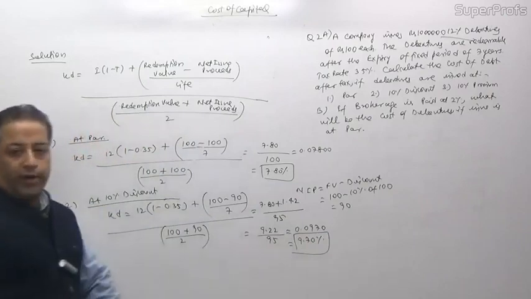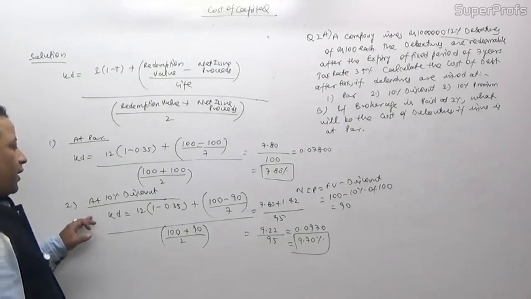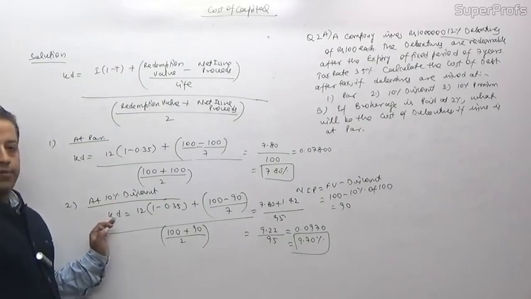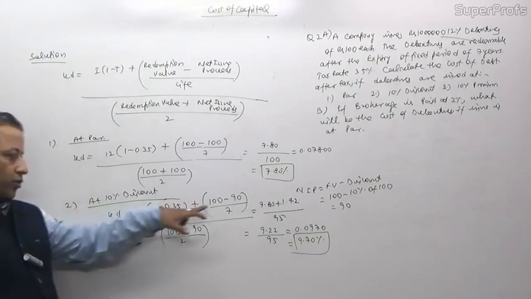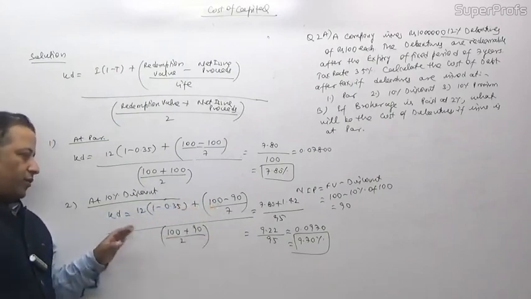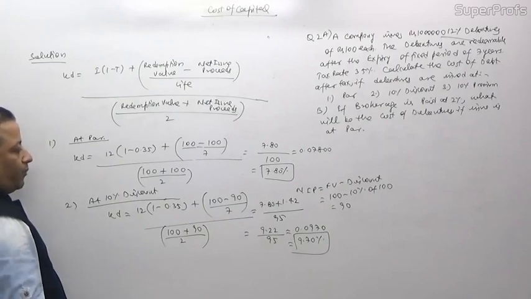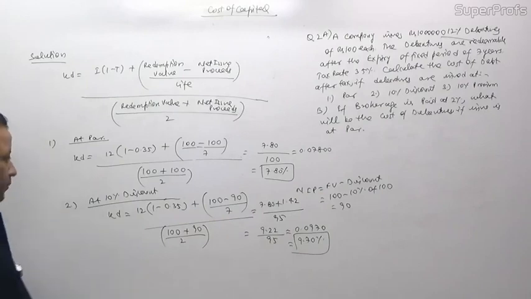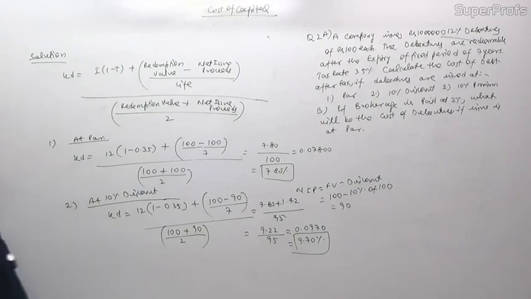Means 9.70%. In case the debentures are issued at discount, then the redemption value is equal to 100 rupees and the cost of debt is equal to 9.7%. The cost of debt in this case is equal to 9.7%. So in the third case, the debentures are issued at 10% premium. So first of all, please note down these 2 points.